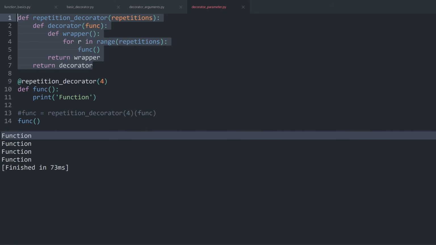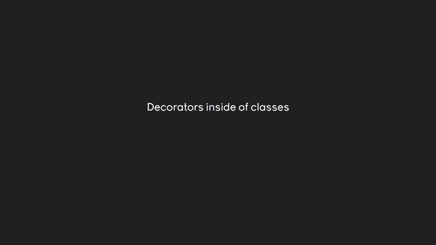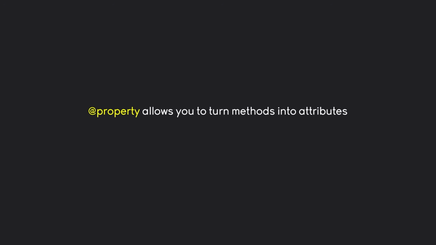And that is to use decorators inside of classes. So let's talk about decorators inside of classes. And there's one really important one. It is called property. And what this allows us to do is turn methods into attributes. And this is something we get from the property function that we can use inside of Python. It actually comes with Python.